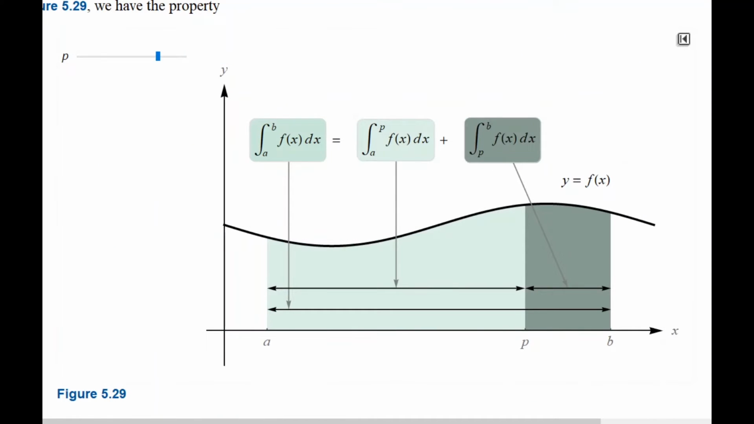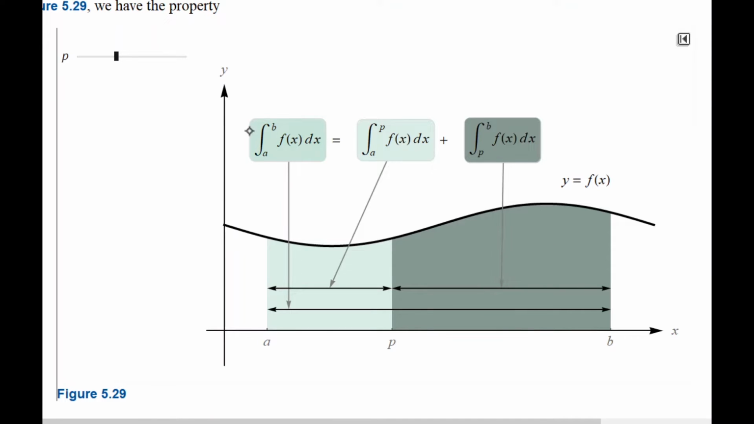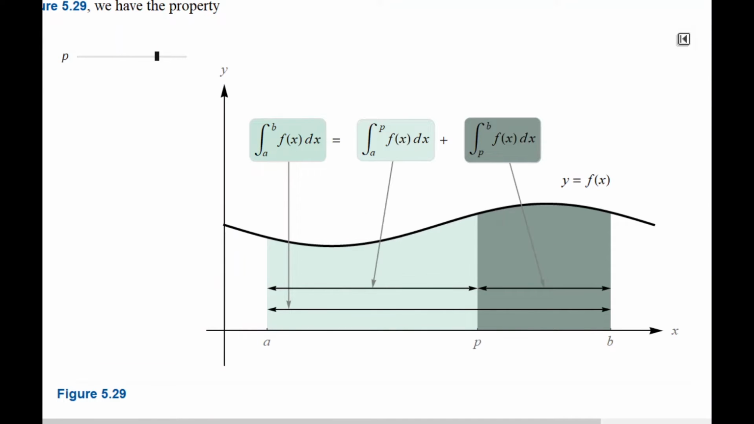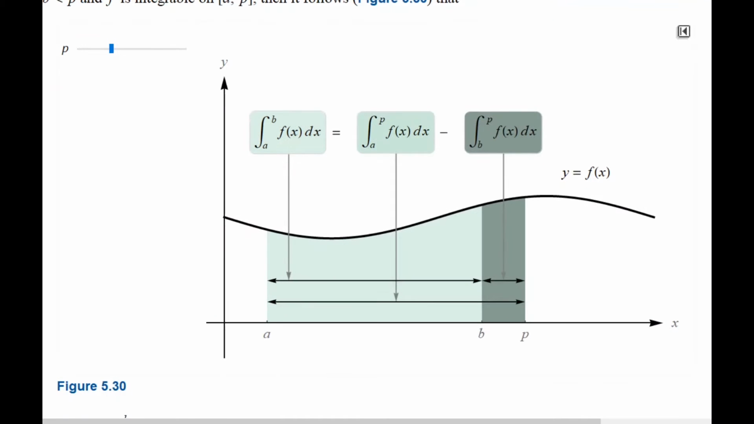And the reason why that property worked, you could see that when p is between a and b, the net area from a to b will be equal to the net area from a to p plus the net area from p to b. And so this is quite intuitive, and we could vary p, and it has an intuitive meaning there. But what if p was not between a and b?